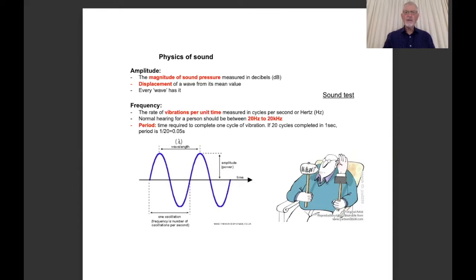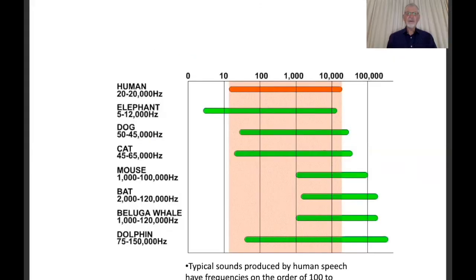Associated with the sound wave, there's a wavelength, and that's significant from an environmental point of view, which we'll talk about later. And other animals have a different range of hearing. Dogs can hear at a higher frequency.